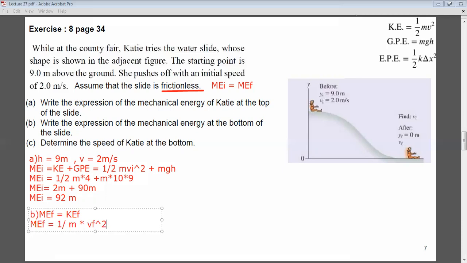This is the expression. Now, part C, determine this v final. Okay, we want to determine this v final. This is a problem where there is no friction. So no friction implies mechanical energy initial is equal to mechanical energy final, implies, instead of mechanical energy initial, I will put 92 m is equal to, by the way, here I forgot to put half.